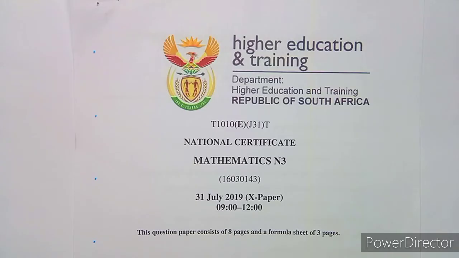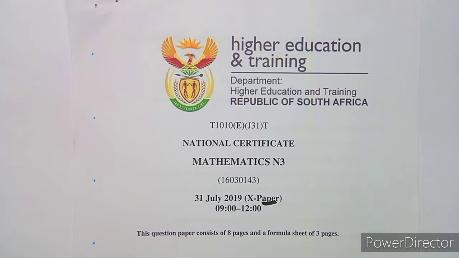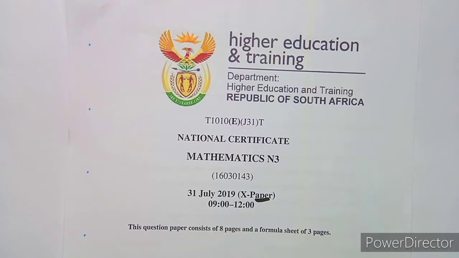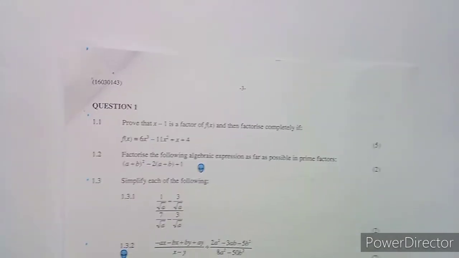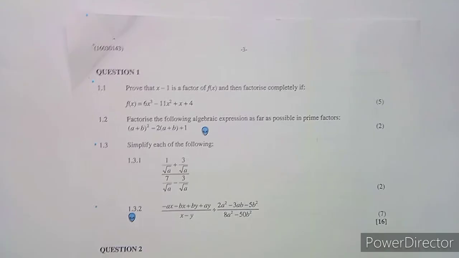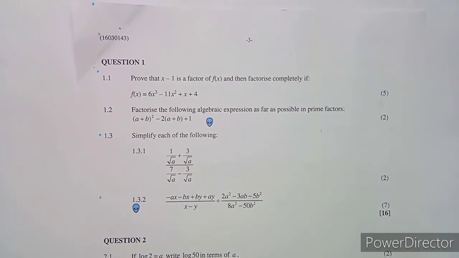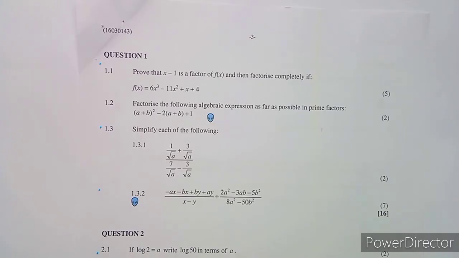So in this platform we shall focus on the question paper which was written in July 2019. It's an X paper, and we shall just quickly rush through the questions. From the previous questions I've discussed with you guys the instructions that you are supposed to know, so we shall just quickly rush through the question and see what we were supposed to do in this case.